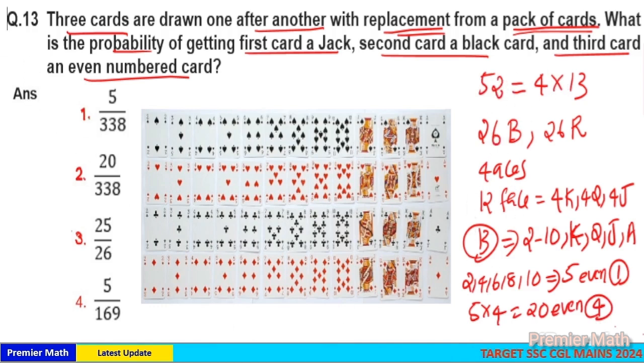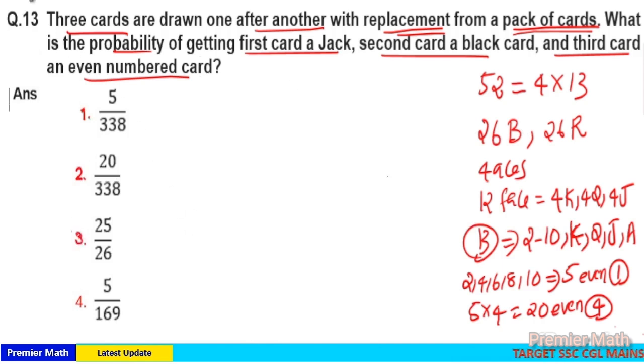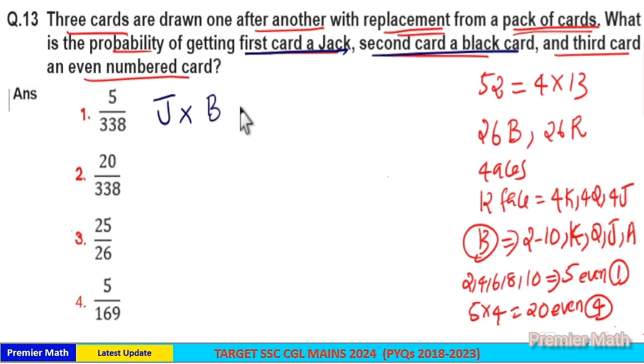Now this is the information. Now you can solve this question. That is, here our demand is first getting a jack, then getting a black card, then getting an even numbered card. Now this is in one order, okay? First jack, second black card, then even numbered card.